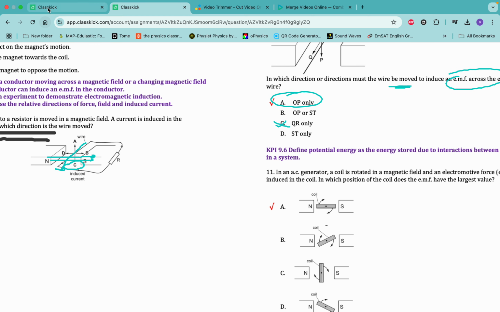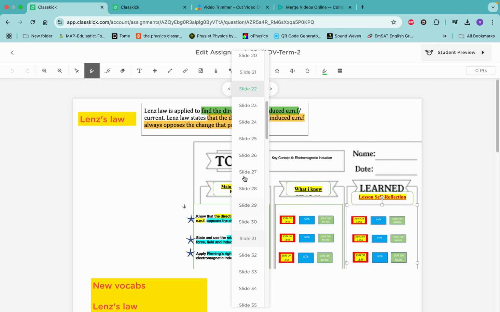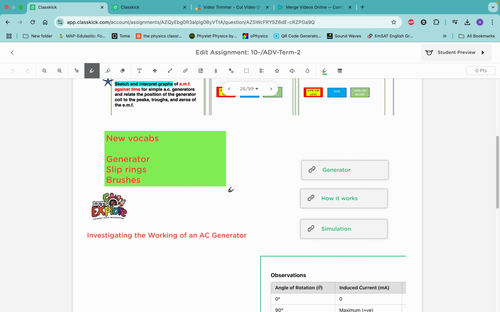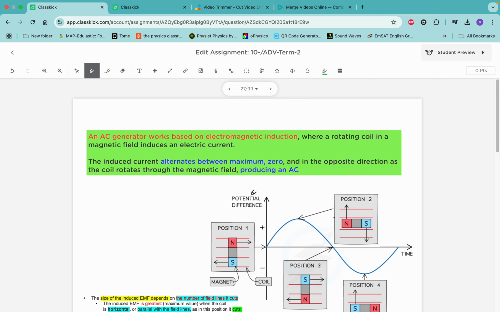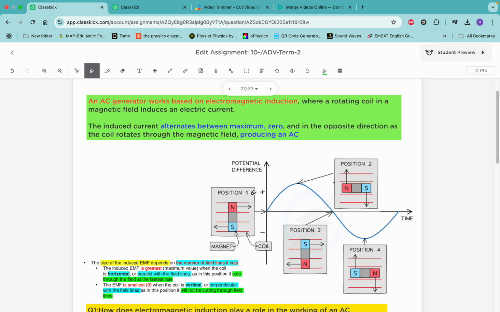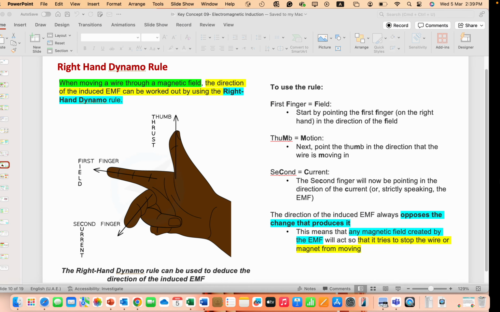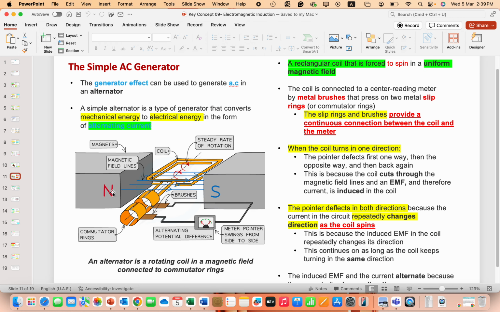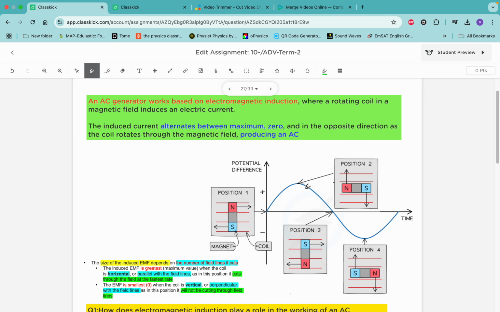Okay, going to the idea of a generator. A generator relies on the concept of electromagnetic induction. As we can see here, when it rotates, the position of the wire changes. Automatically, the amount of induced EMF is going to change. So this sketch shows we have two positions.